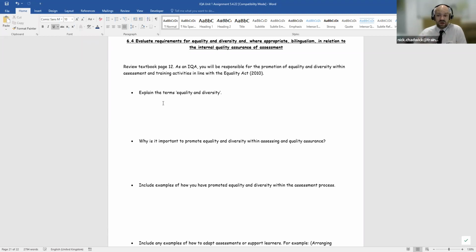Diversity, of course, is recognizing that everyone is different. Okay, their background, their culture. We're there to celebrate diversity. And as an IQA, we're there to promote, to uphold, to recognize diversity. Once again, if you have two learners in the same room, you do experience diversity. Everyone is different, and we are thinking about how we can promote equality and diversity within our assessment practice.